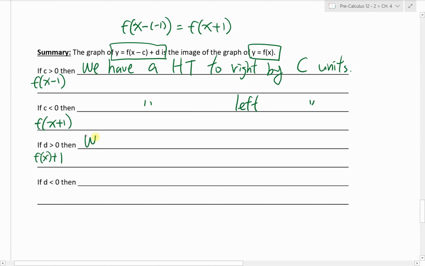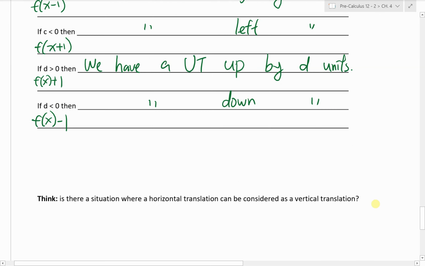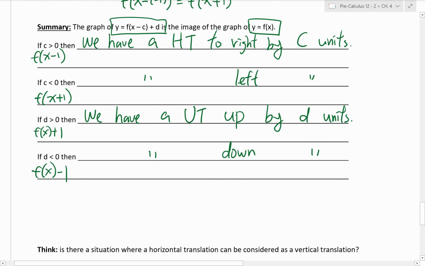So this means we have a vertical translation up. Sorry, it was a long pause. We have vertical translation up by d units. Okay, and if d is less than 0, that means f of x minus 1, something like this. We have a vertical translation down by d units. Okay, so that really is the summary for today's lesson.